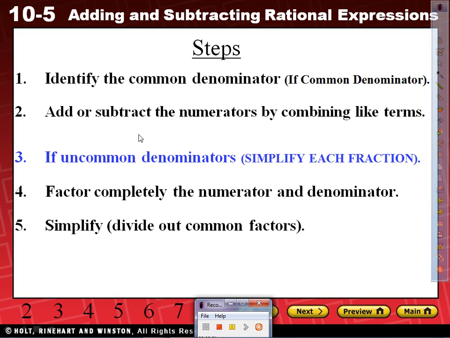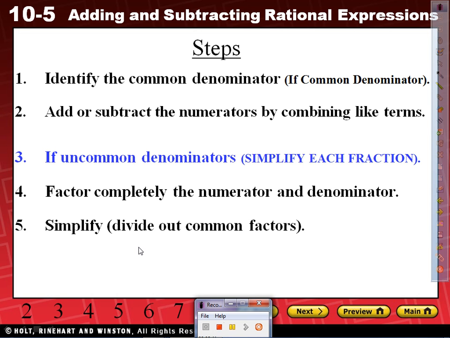So here go the steps again, just to make sure we got it. Identify common denominator. That's if it has a common denominator. From there, we add or subtract the numerators by combining like terms. From there, we go to step 4. We factor completely the numerator and denominator. And pretty much we just simplify the fraction. Are we there? However, if we have uncommon denominators, I simplify each fraction first. From there, I go to add and subtract the numerators by like terms, and then I go to step 4 and step 5. Are you with me?